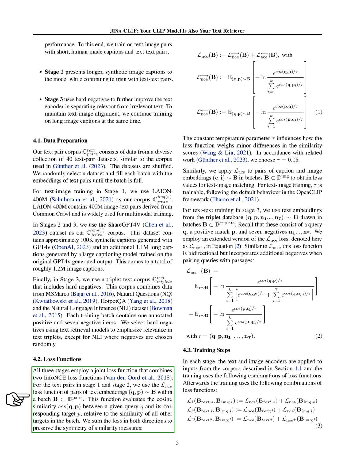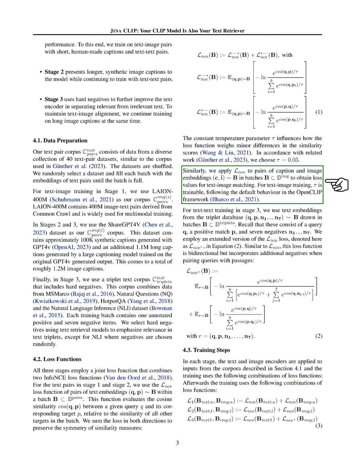Moving on to the loss functions used in all 3 stages, we employ a joint loss function that combines 2 info-NCE loss functions. For text pairs in stages 1 and 2, we apply the L_NCE loss function to pairs of text embeddings within a batch. This function evaluates the cosine similarity between a query and its corresponding target relative to all other targets in the batch. The temperature parameter tau influences how the loss function weighs minor differences in similarity scores, with tau set to 0.05.